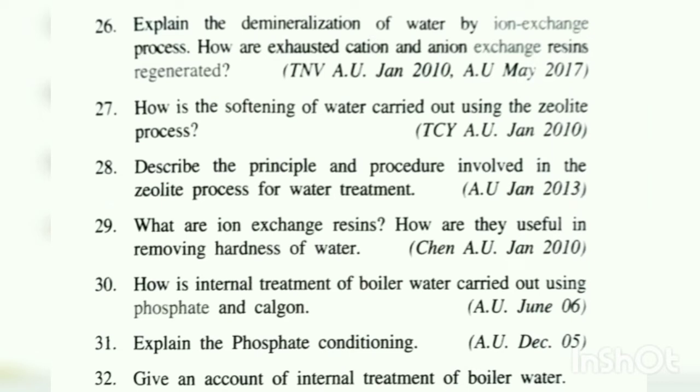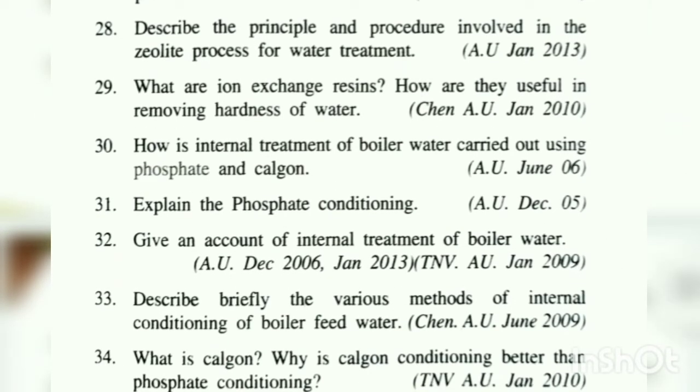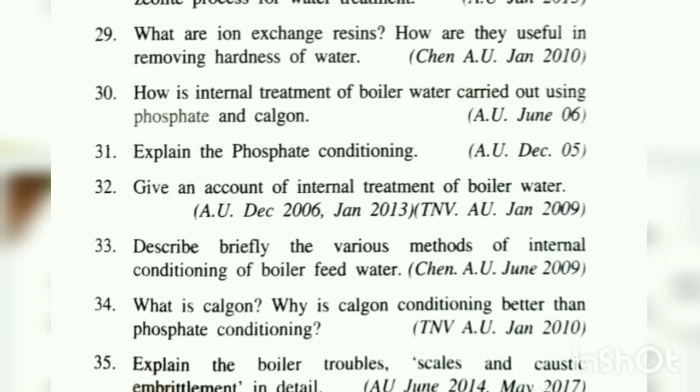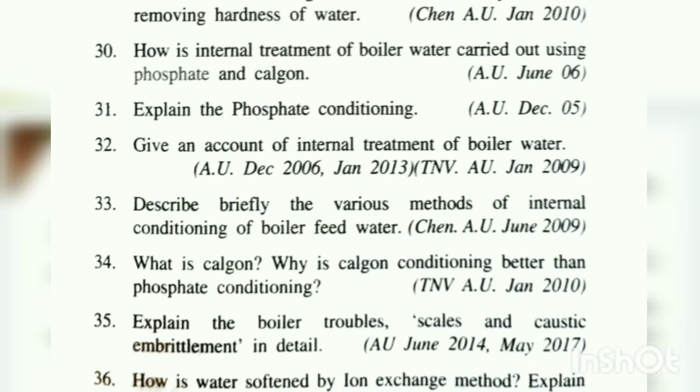29, what are ion exchange resins? How are they useful in removing hard water? 30, how is internal treatment of boiler water carried out using phosphate and calgon? 31, explain the phosphate conditioning. இதில் வந்து phosphate conditioning மட்டும் explain பண்ணா போதும்.